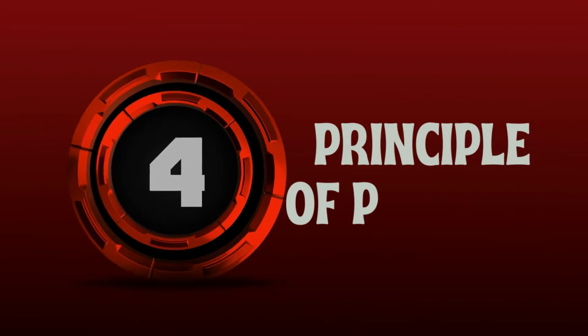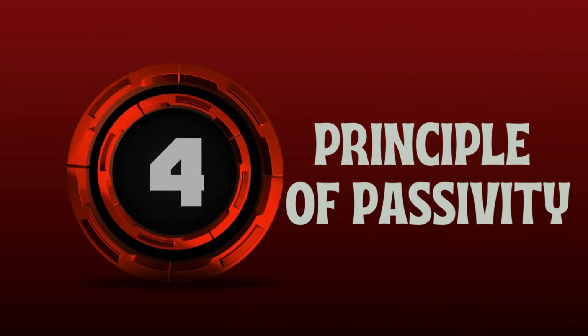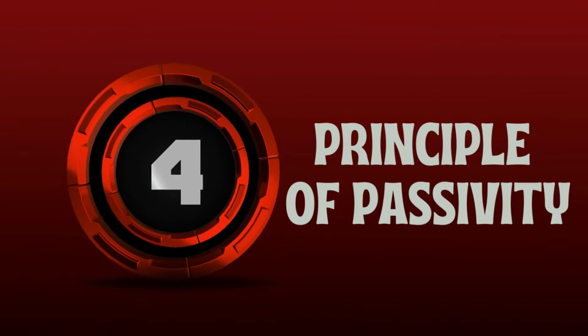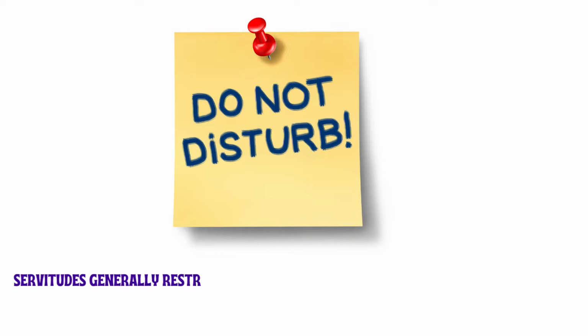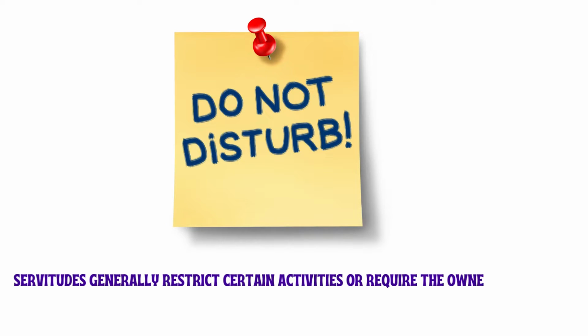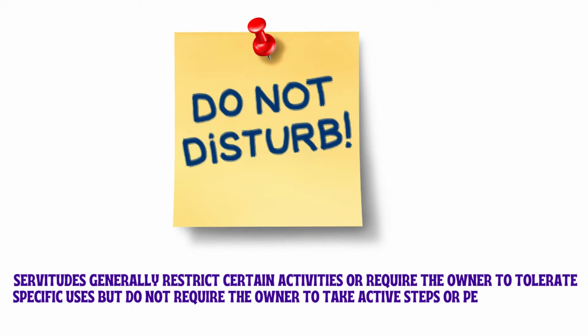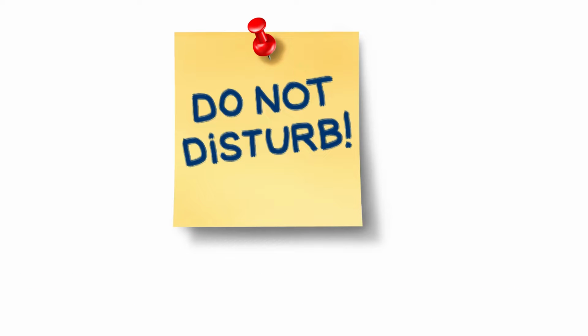4. Principle of passivity. A servitude cannot impose a positive obligation on the owner of the servient land. It means that servitudes generally restrict certain activities or require the owner to tolerate specific uses but do not require the owner to take active steps or perform actions for the benefit of the servitude holder.